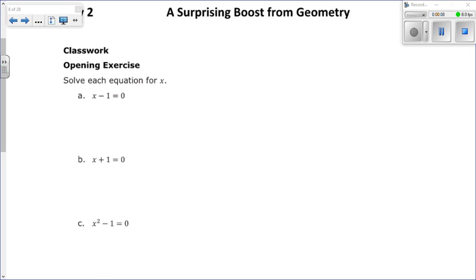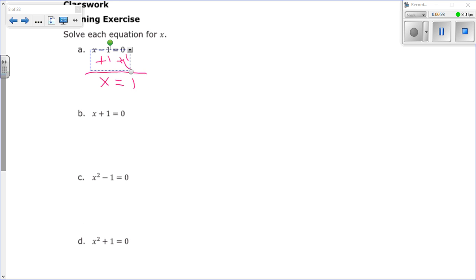Alright, we're going to solve these little equations very easily for x. So what I do is I add 1. So x equals 1. And then for b, I'm going to subtract 1 and subtract 1. So x equals -1.